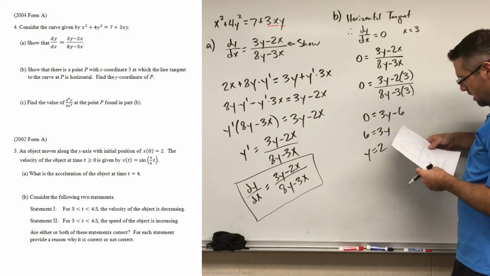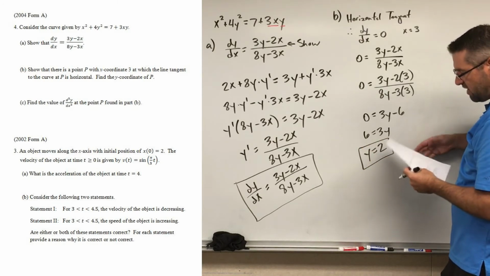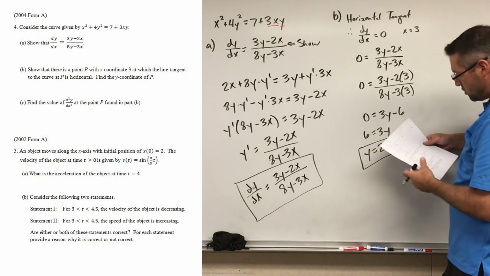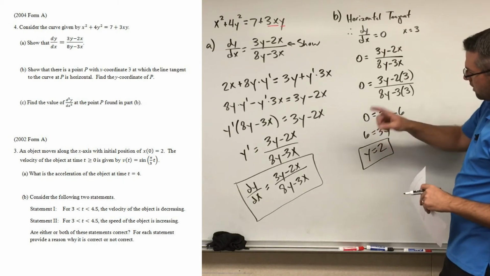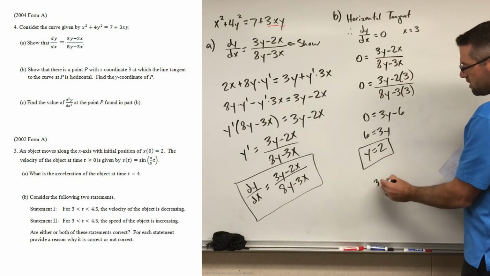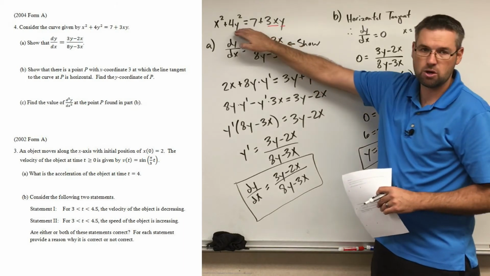So what we did is we actually found the y value first. We did the second part of this because it says find the y coordinate of P. But what we need to make sure is that we double check that this coordinate, 3, 2, actually lies on the original curve.